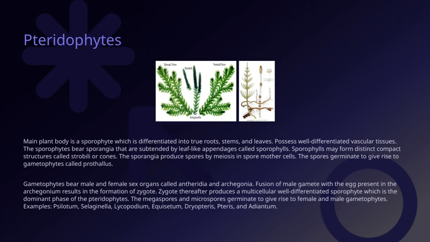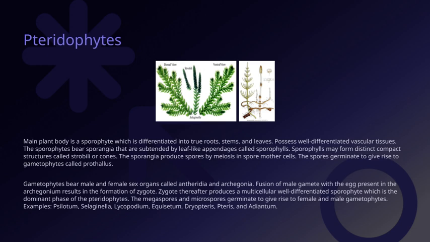As we move further, the spores play a crucial role. The megaspores and microspores germinate to produce female and male gametophytes, respectively. Examples of pteridophytes include species like Psilotum, Selaginella, Lycopodium, Equisetum, Dryopteris, Pteris, and Adiantum, which you may be familiar with. Now, focusing on the main plant body, it is the sporophyte. This sporophyte is well differentiated, meaning it has true roots, stems, and leaves. It also possesses specialized vascular tissues that help in the conduction of water, nutrients, and food throughout the plant.